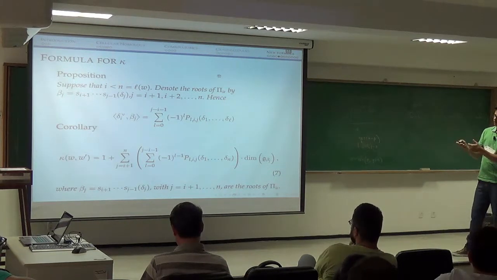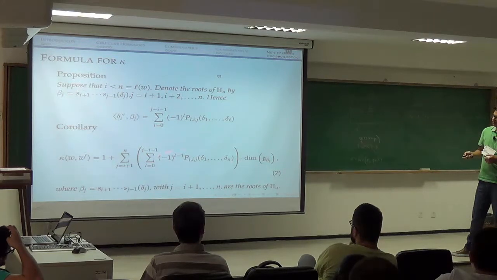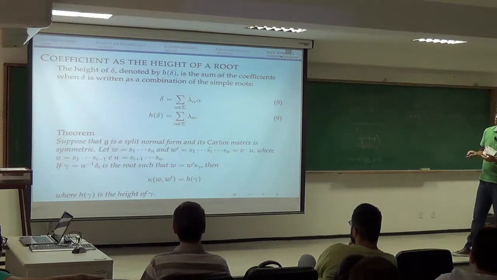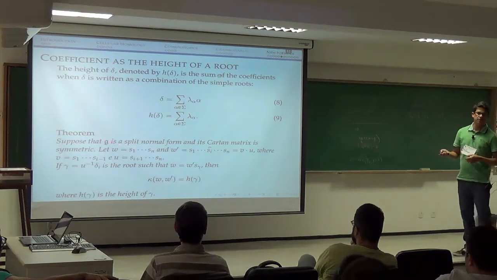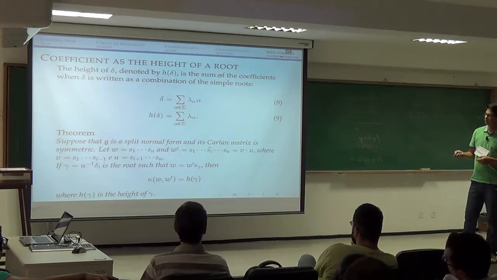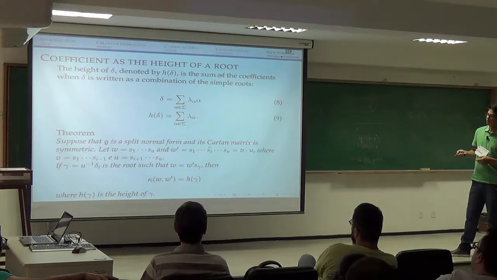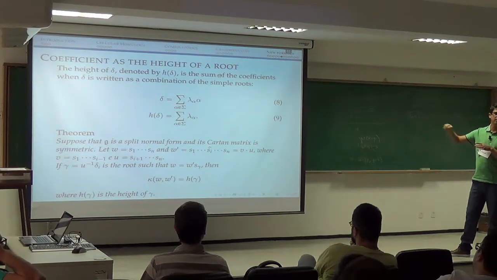Now, if we go into this expression, and with some choice now, we get some information. So in this theorem that I'm announcing now, we will choose G to be of simply laced, normal form. And we suppose also that the Cartan matrix is symmetric. We exclude types B and C, types F and G.